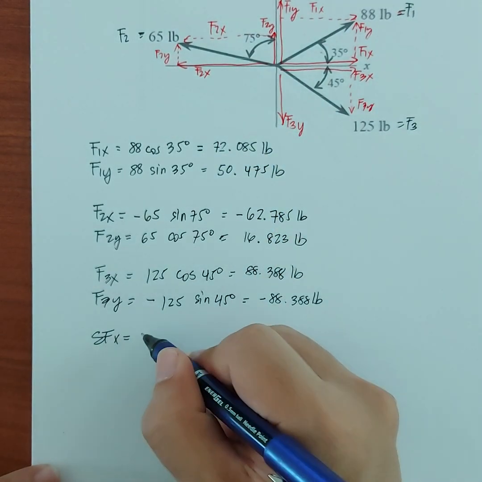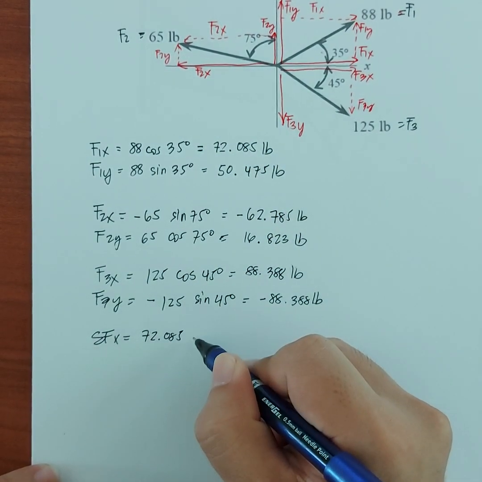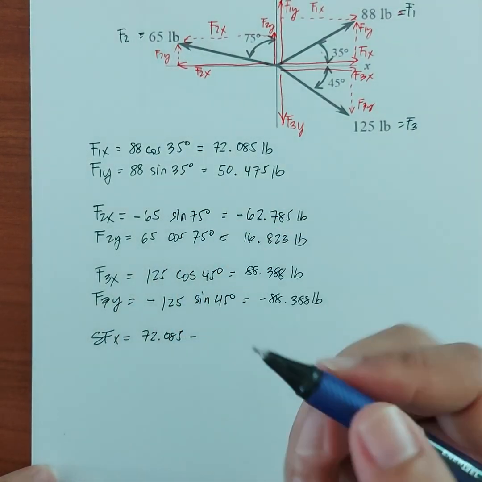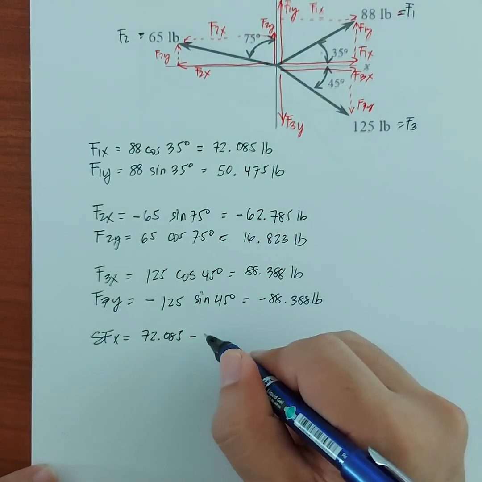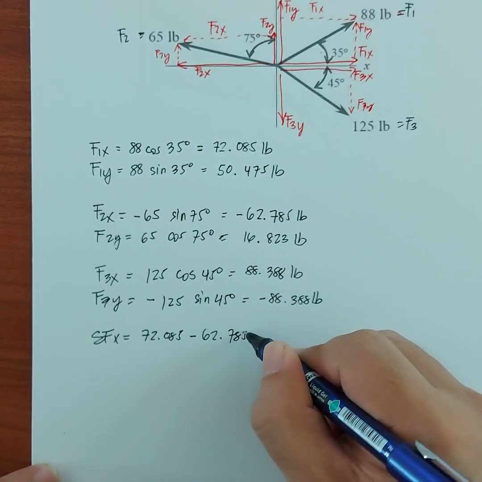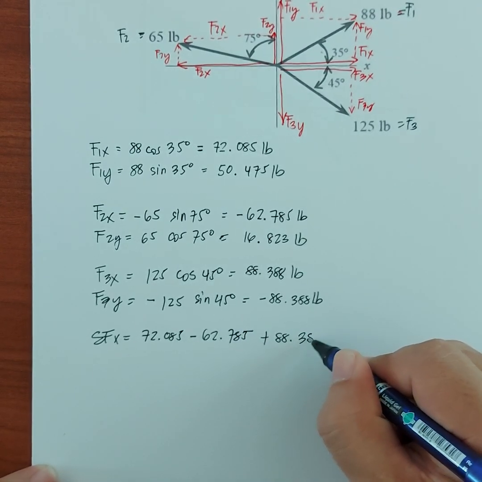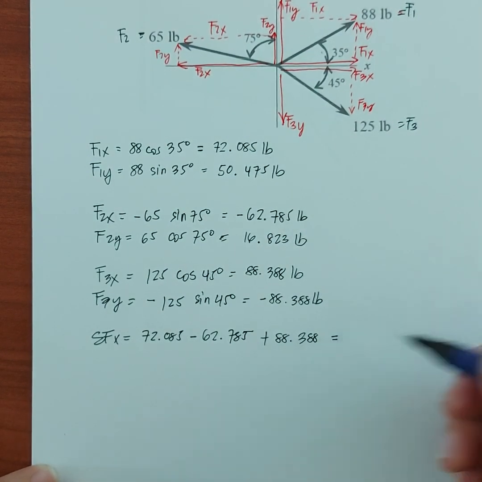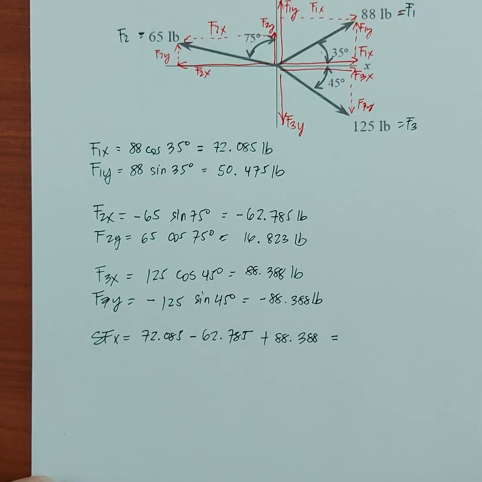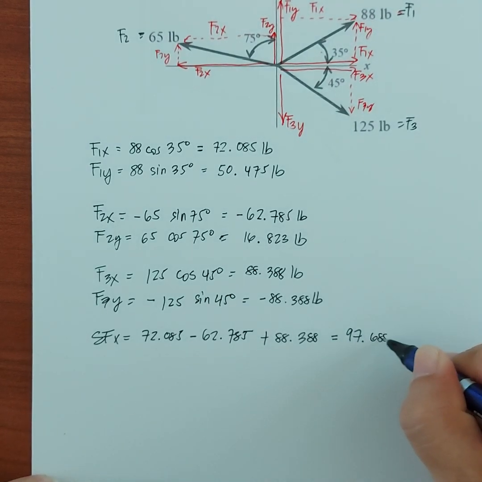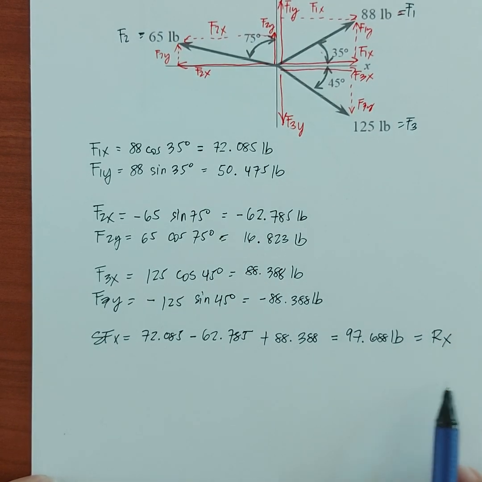So we have F1x is 72.085 minus, kasi negative ito. So plus negative, so minus, idiretso natin, 62.785 and then plus 88.388. So ito na yung ating summation of force along x, which is equivalent to 97.688 pounds. Okay. And this is equal to the x component of the resultant force.